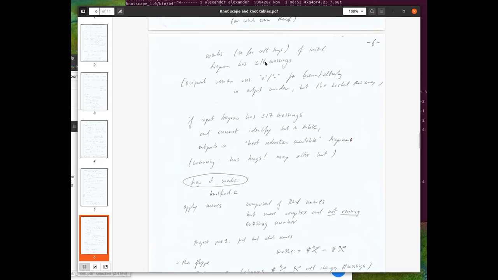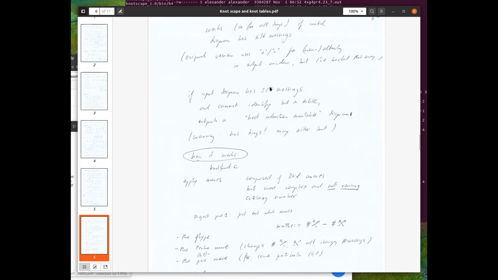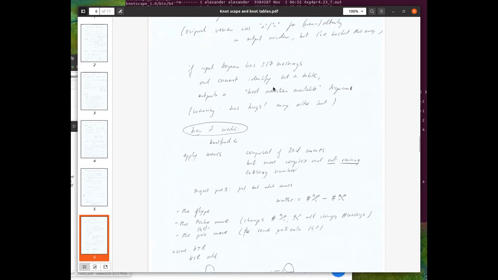So what happens if you have a diagram with more than 16 crossings, so at least 17 crossings? Then in principle, if it cannot identify the knot in the table, it will give you some other diagram with a message, best reduction available. This means it tries to reduce it, and it reduces it as far as it can, but it cannot reduce it to an entry in the table. So it simply outputs what it reduced it to.